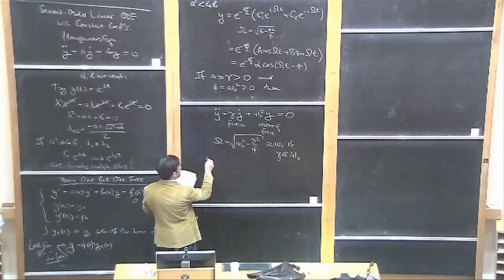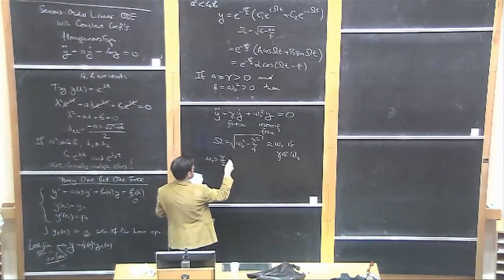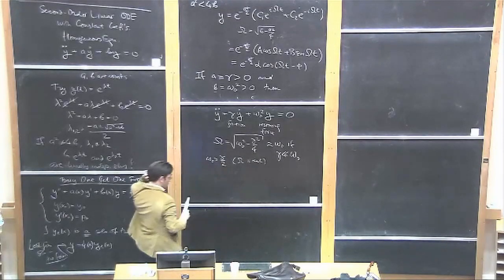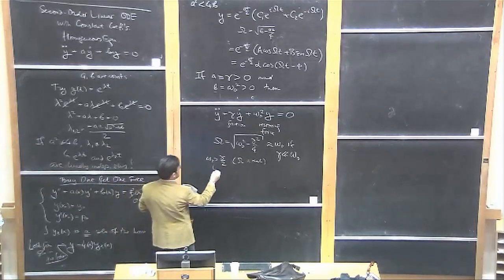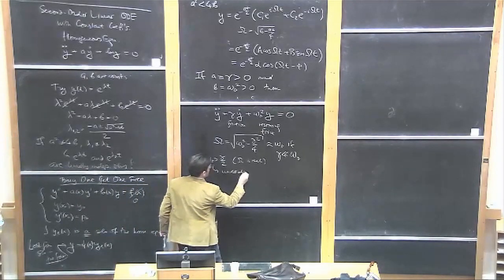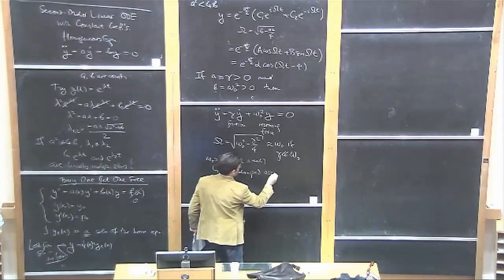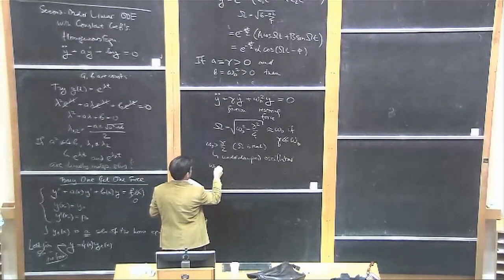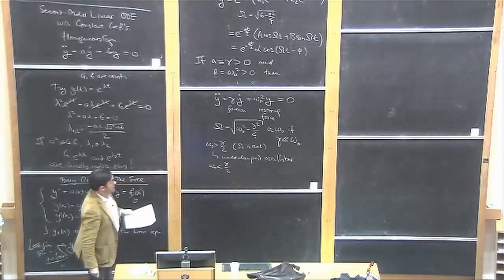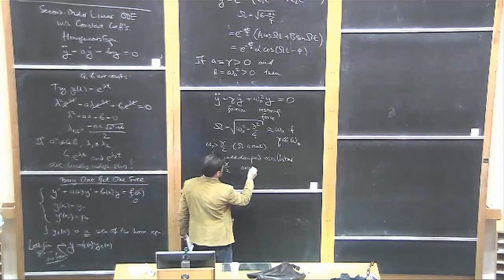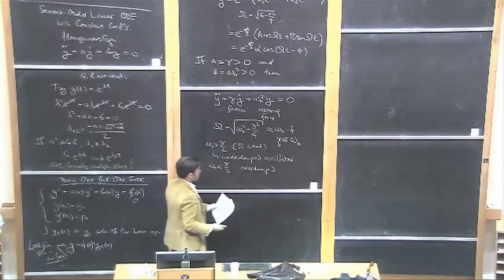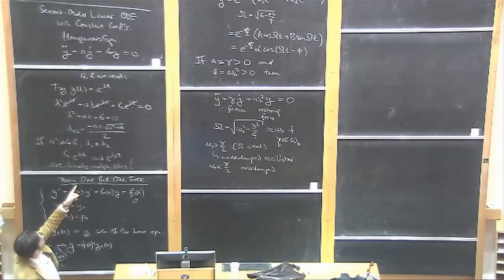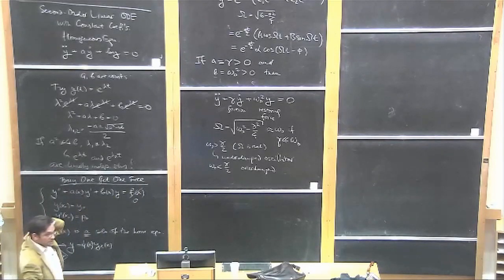Now some nomenclature. If omega naught is larger than gamma over 2, which means the frequency is real, this is called an underdamped oscillator. If omega naught is less than that, then it's called overdamped. And then it's actually not an oscillator. We're back to the case where a squared is larger than 4b, and this is just something that decays.